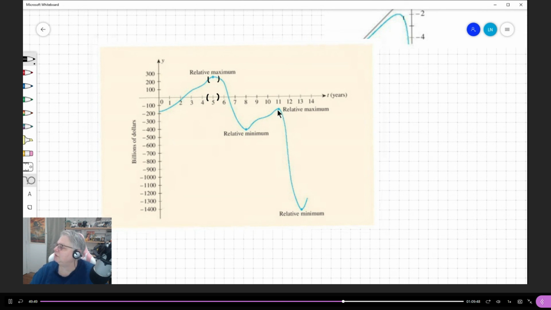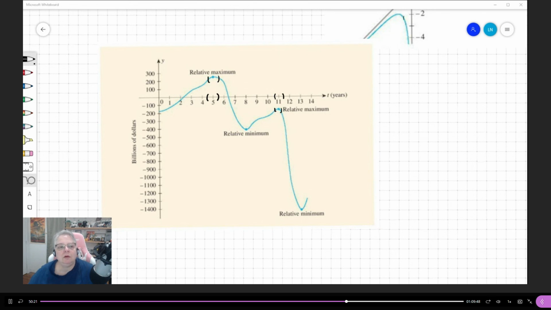The same thing is true here for this relative maximum point. This looks like it's occurring at 11. So if I look at a small interval around 11, that corresponds to a small interval on the function like that. And in that small interval around that point is the highest point in that interval. So that's what makes it a relative maximum. The same thing is true for minimums, but in the other direction.